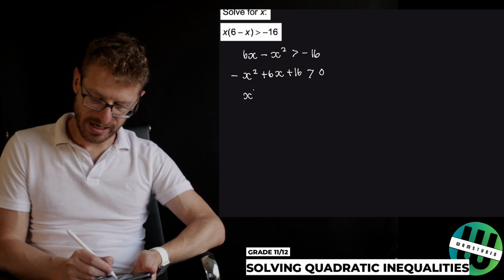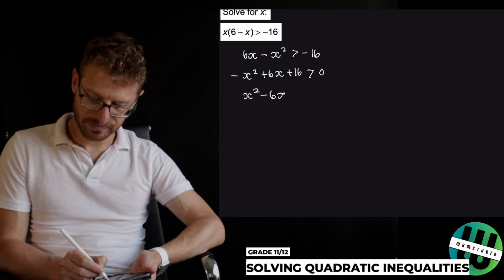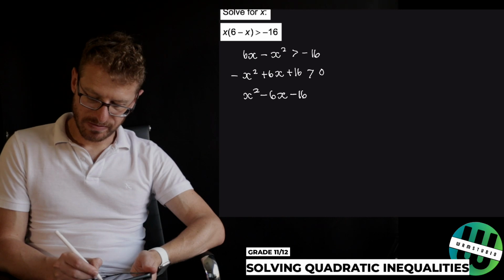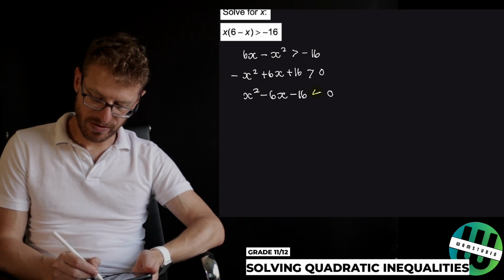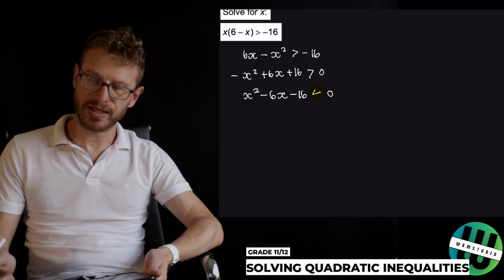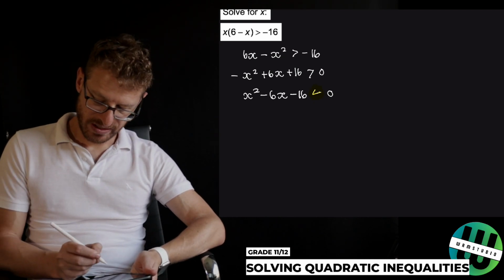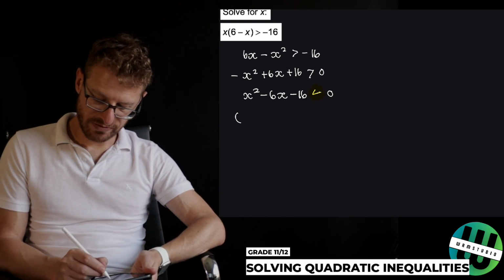But if I choose the other route where I'm going to multiply out that negative, my signs are still going to change. But now my inequality is going to flip around as well. It's going to become a less than 0 sign. Now the only difference here is as follows.